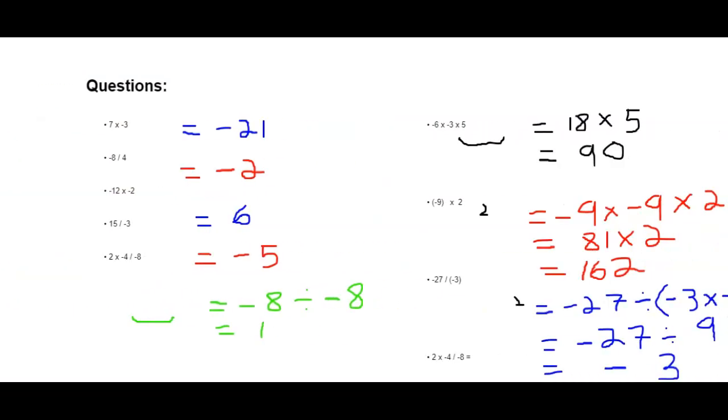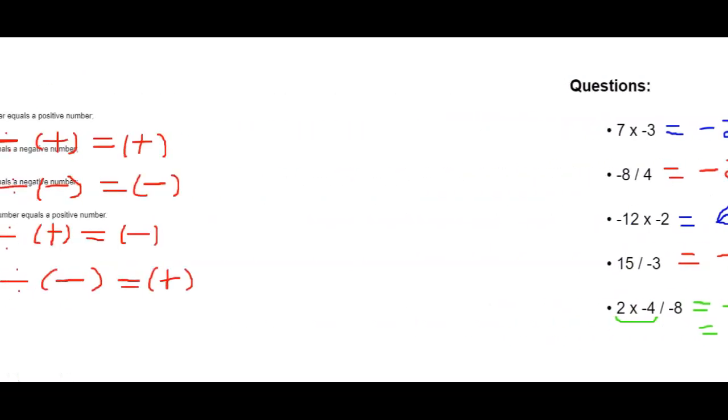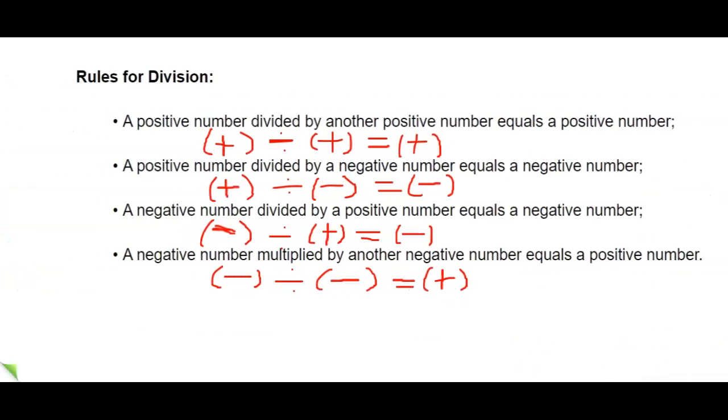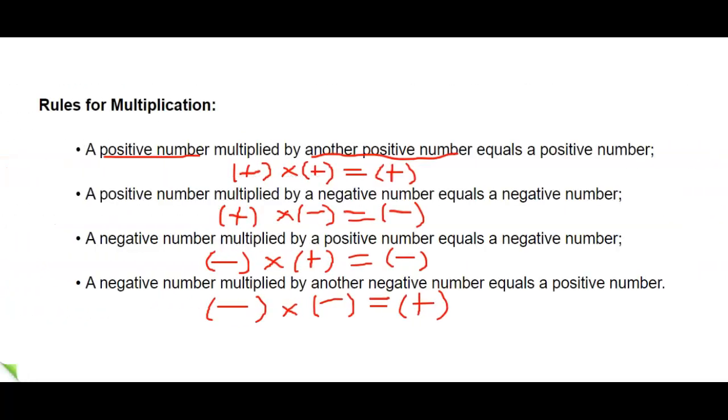Then finally, we have a positive multiplied by a positive equals a positive. A positive multiplied by a negative equals a negative. Negative times a positive equals a negative, and negative times a negative equals a positive. So these are the rules that you have to remember.